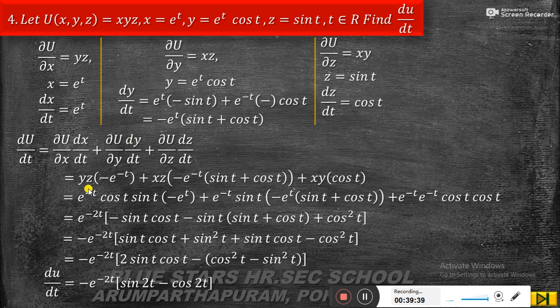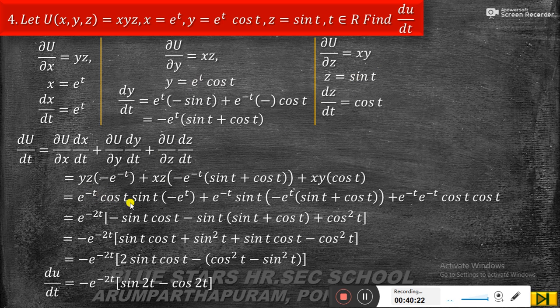So ∂u/∂x means yz into dx/dt, which is minus e^(-t), I substitute; plus ∂u/∂y means xz into dy/dt, which is minus e^(-t)(sin t plus cos t); plus ∂u/∂z means xy into dz/dt, which is cos t. In the next step, I substitute the y equation, y equals e^(-t) cos t, and z equals sin t.